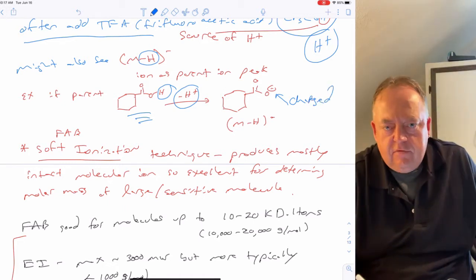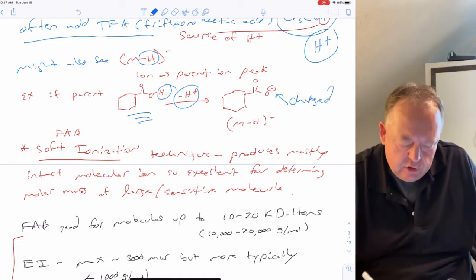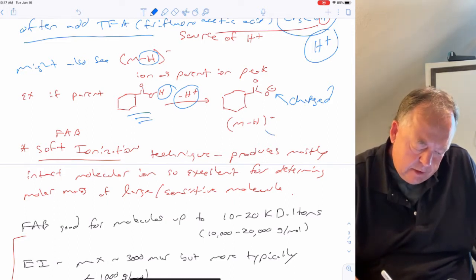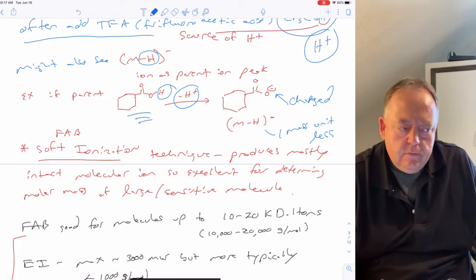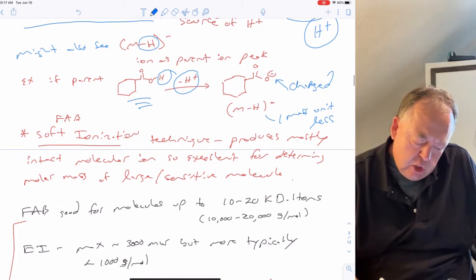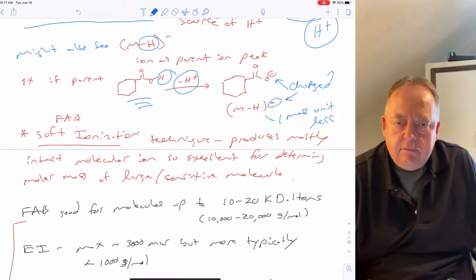So now it's negatively charged, and that can be accelerated in a mass spectrometer. And so in this case, it would be 1 mass unit less. So if your molecule had a mass of 1,000, now it's got a mass of 999. But it's charged, so it can be accelerated in the mass spectrometer.